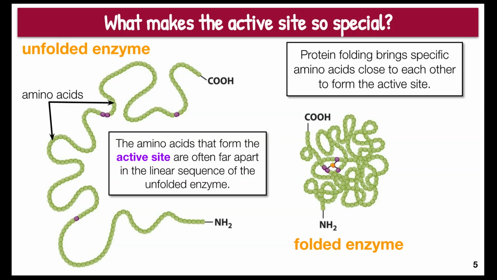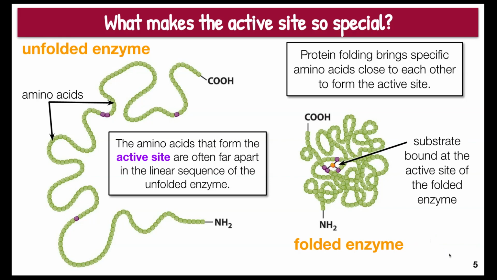The active site amino acids may be spaced far apart in the primary sequence of the enzyme, but when the protein is folded, they come together to form the active site. And enzymes are highly specific for both the substrate and the reaction that is catalyzed. If we look at the square in the center of the active site, that's the substrate. It binds to the active site of the folded enzyme.